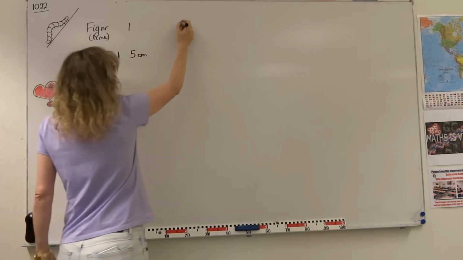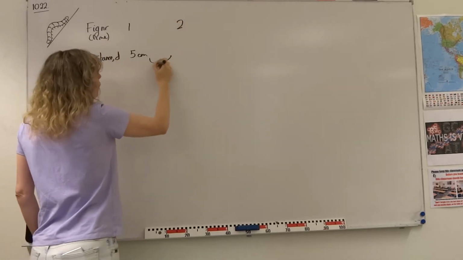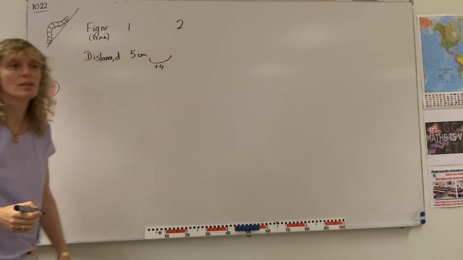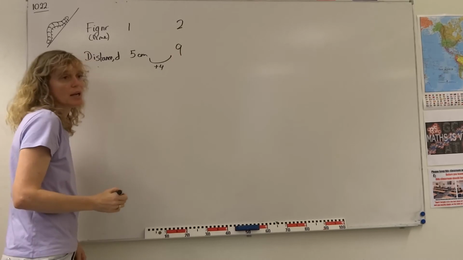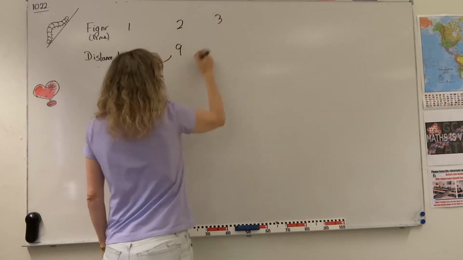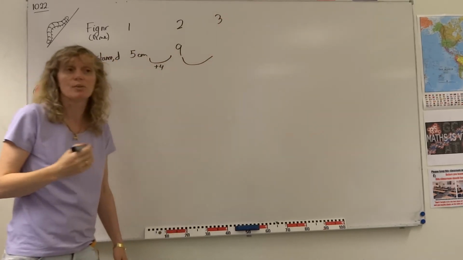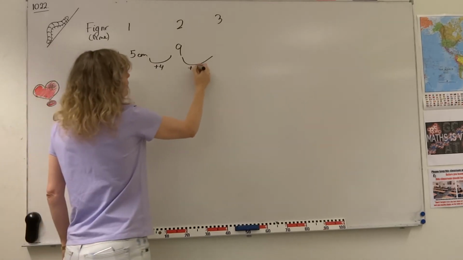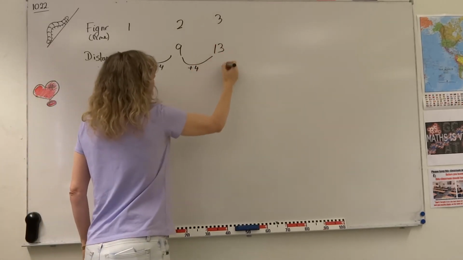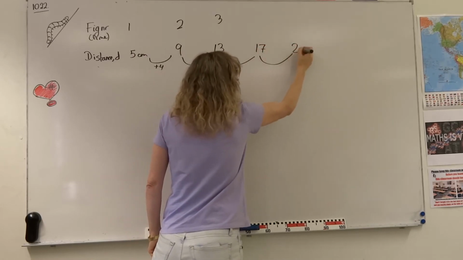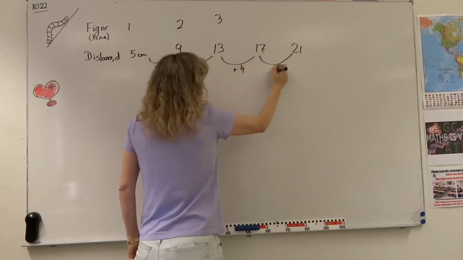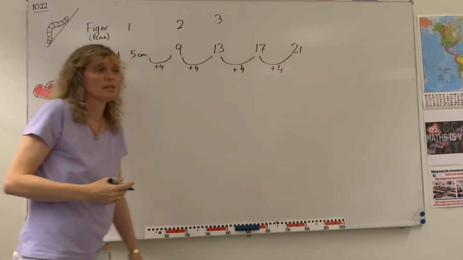Then, in the second minute, it went 4 centimetres more than it had in the minute before. So the second minute would have gone 9. And then in the third minute, it went 4 centimetres more again. So we're adding 4 each of these times, giving us 13 here, 17, 21. So every minute, it's going 4 centimetres further.